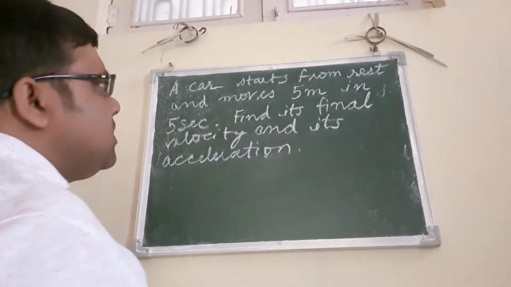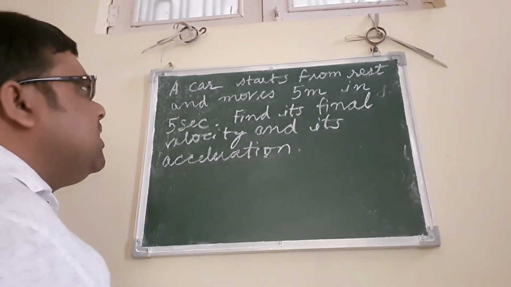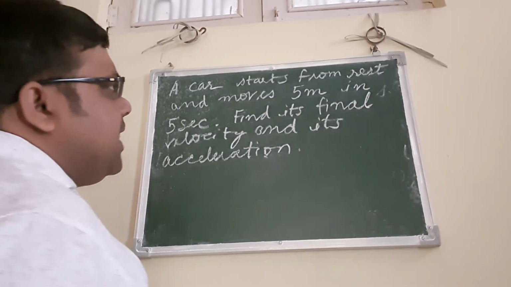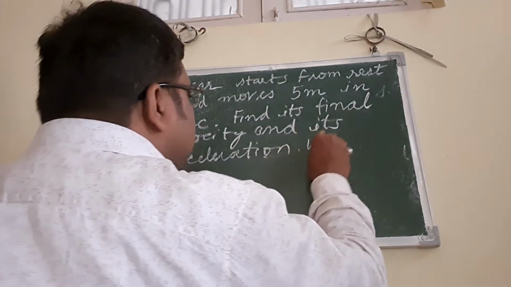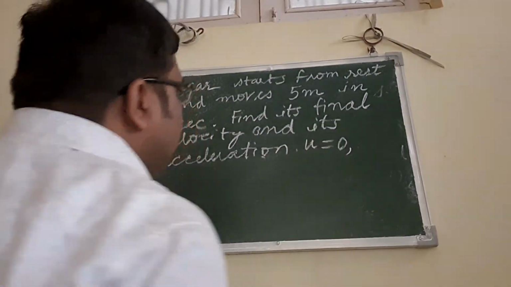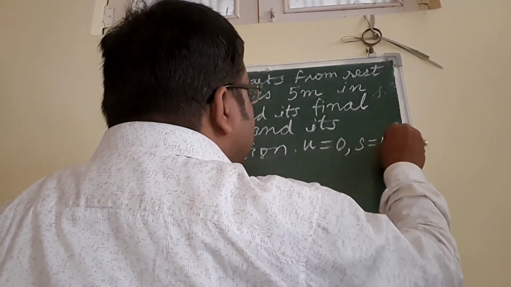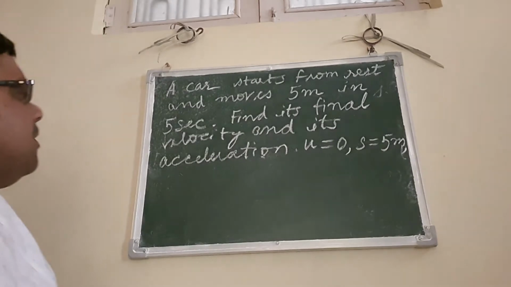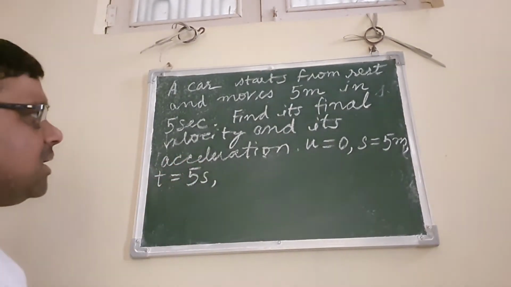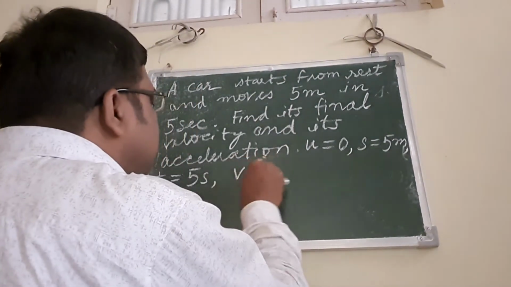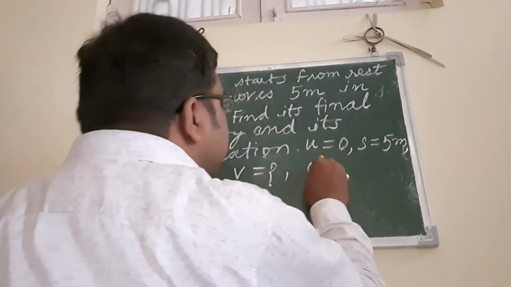So we are going to start. We are going to understand the question, write the given things, and find the answer. A car starts from rest. So our initial velocity u is 0 and it moves a distance of 5 meters. So s is equal to 5 meter in 5 seconds. So time is 5 seconds. Find final velocity. So we have to find v and its acceleration, that is a.